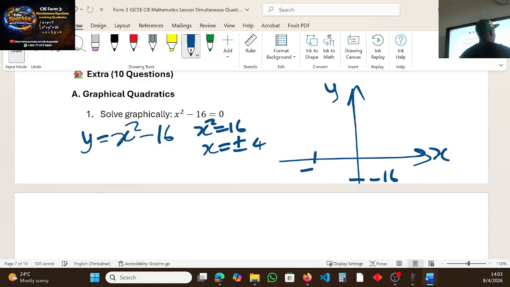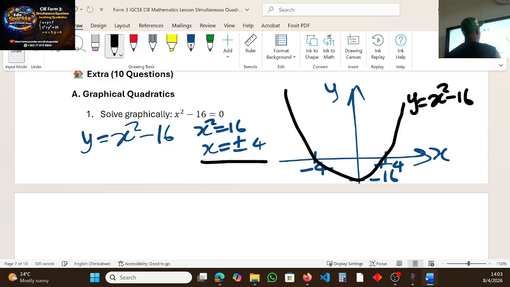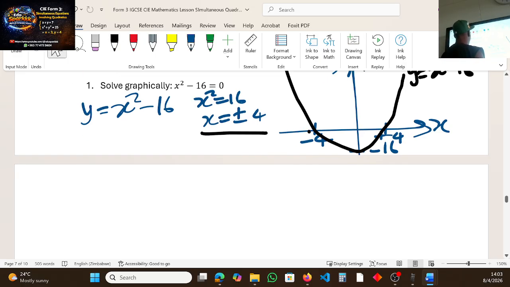So on our graph, where we have minus 4 and plus 4, those are points of interest again. So any curve which follows this particular fashion, that's y equal to x squared minus 16. So we have solved it both algebraically, where we got the solutions, as well as graphically. We are saying it's a parabola which cuts our x axis at points minus 4 and positive 4.